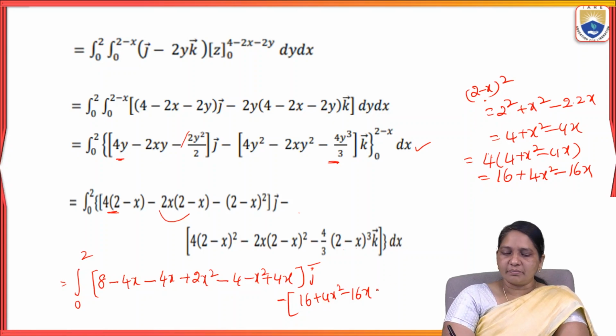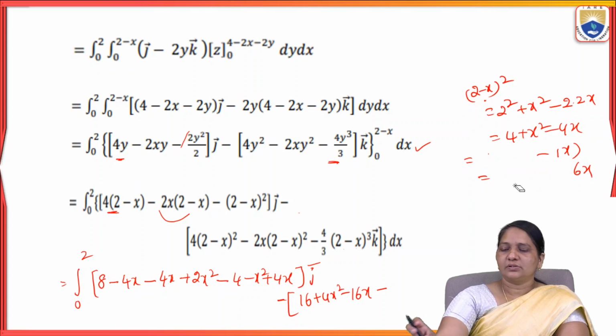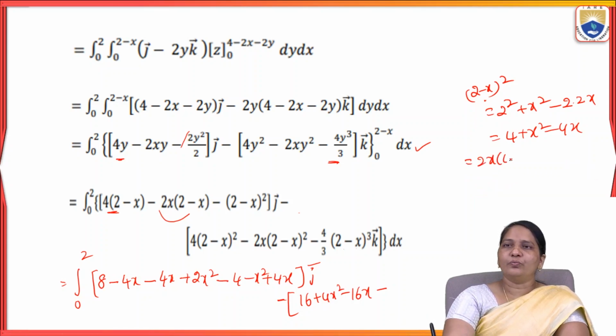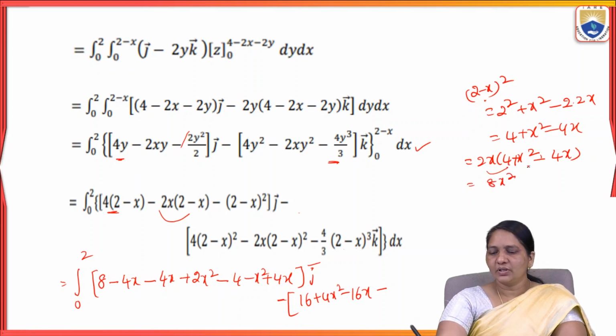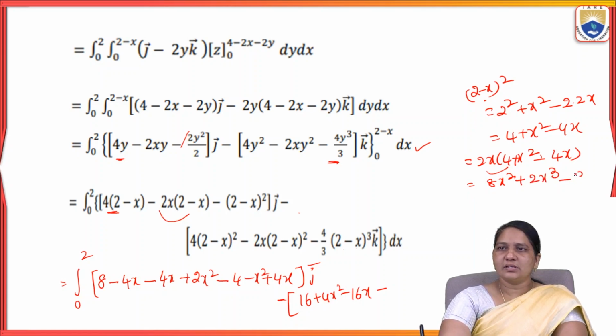Here next minus, we have to calculate with the 2x. Multiply with the 2x, same term 2 minus x whole square. We are going to multiply with the 2x. So 2x into 4 plus x square minus 4x. Here plus is there. So 4 2s are 8, so 8x square plus 2x cube minus 8x square. This is all we are writing here.